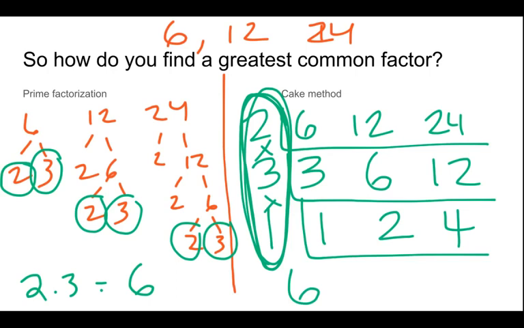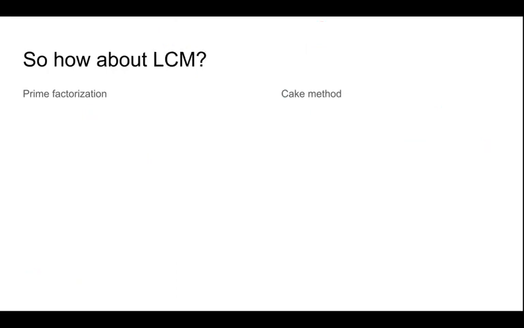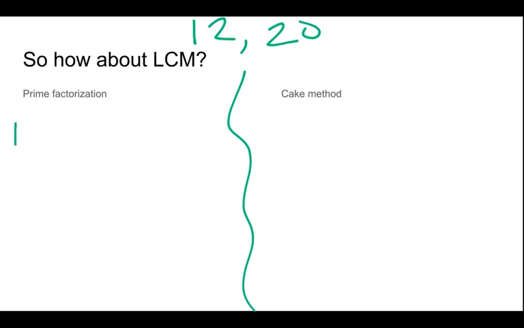Alright, now let's move on to LCM, which is least common multiple. Again, you can use either method. In my opinion, cake method is actually a little bit easier than prime factorization because prime factorization is going to have some rules. So let's look at 12 and 20. Now instead of GCF, I want to find LCM, my least common multiple. So really what I could do is sit here and list out the multiples of 12 and 20.